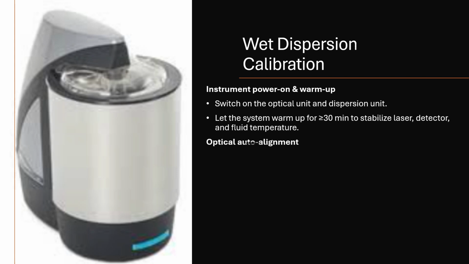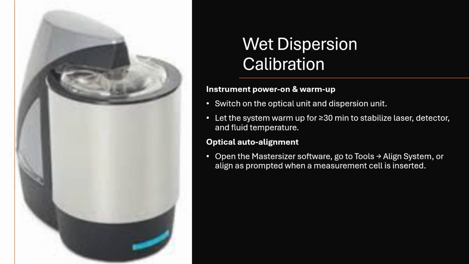Now the next step is the optical auto alignment. For this you need to open the Mastersizer software and go to Tools, and there will be an option like Align System or Align as prompted. When a measurement cell is inserted, this option will appear, and then you need to click on this. The system aligns the laser, lenses and detectors and retrieves alignment confirmation.